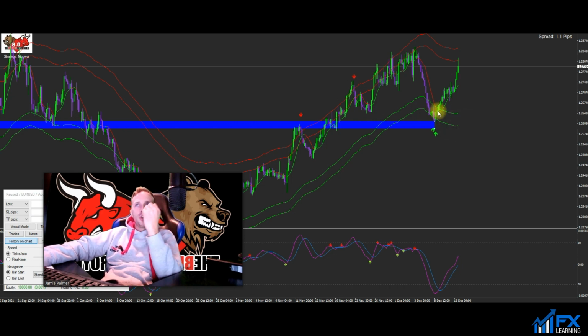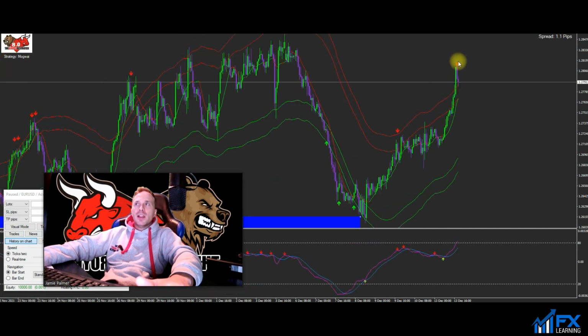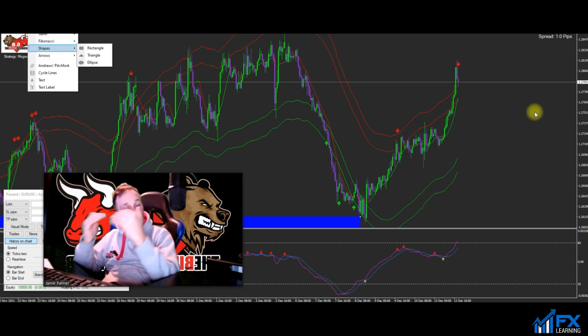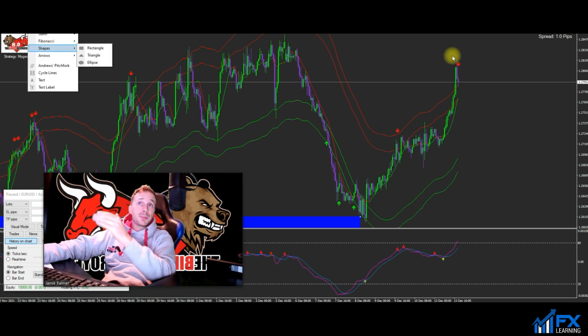Now, if we actually have a look on the 1 hour time frame, we've just popped a Mogwai signal here. Again, what we want to start to do is draw our resistance to see, is this an area where sellers are now going to come into play and drive the price back down.